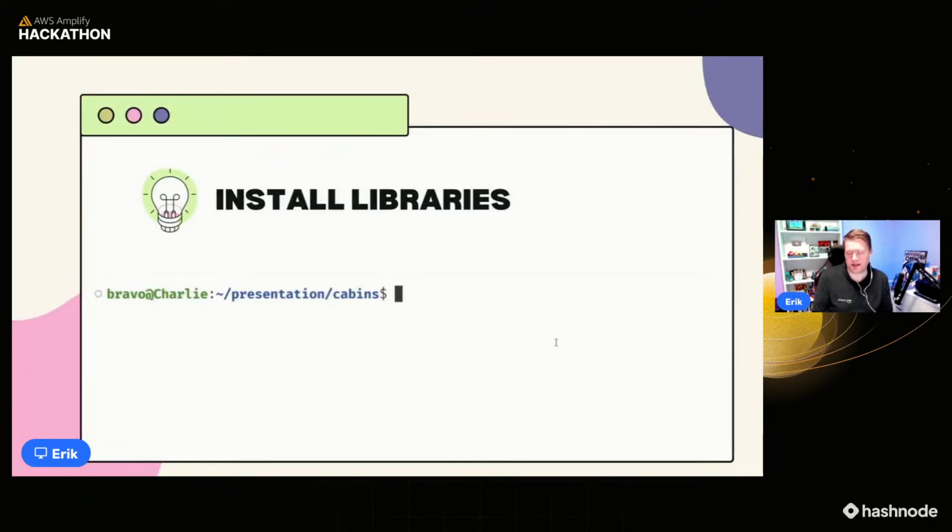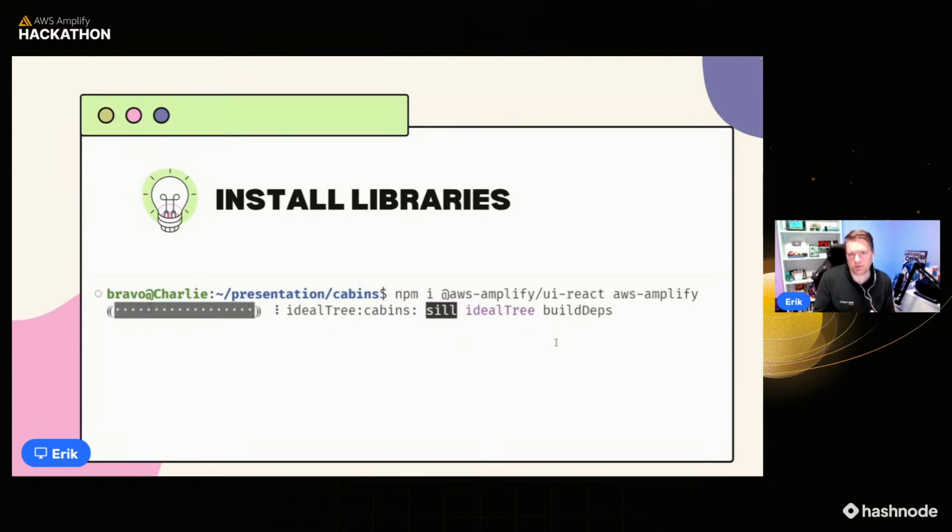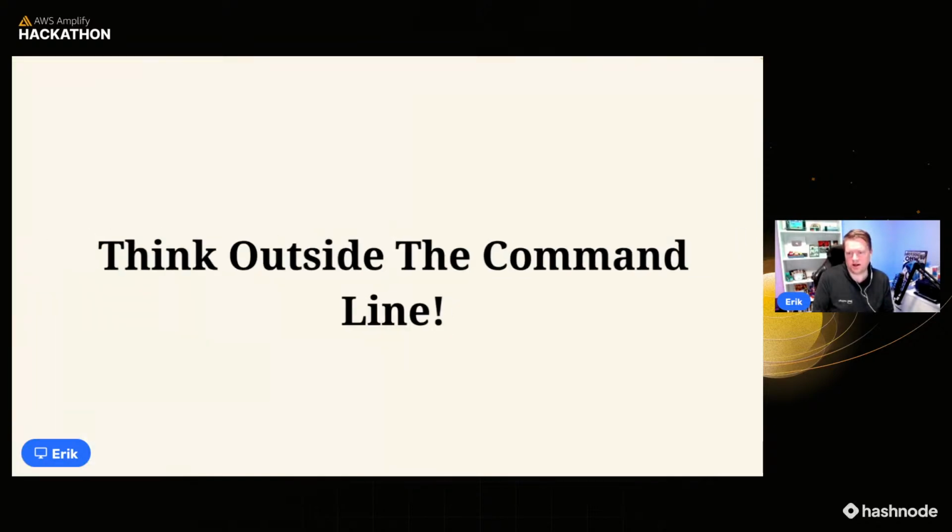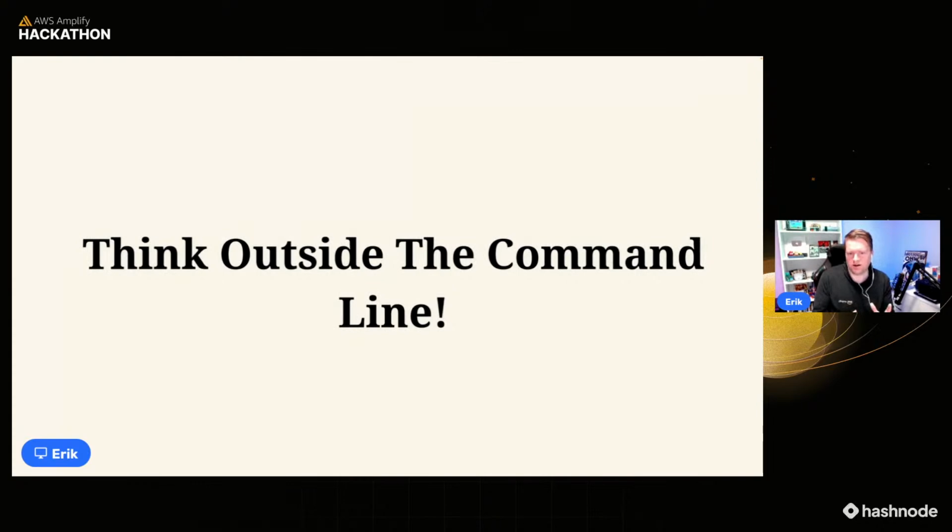And then we're going to install some libraries. I'm going to do npm i aws-amplify-ui-react and aws-amplify. And these are kind of all the libraries you need to get started in your application. Now, first I want to just mention, we are doing some things in the command line, but a lot of the stuff we're going to show you in this demo will be outside the command line. This will be the visual Amplify Studio presentation part.